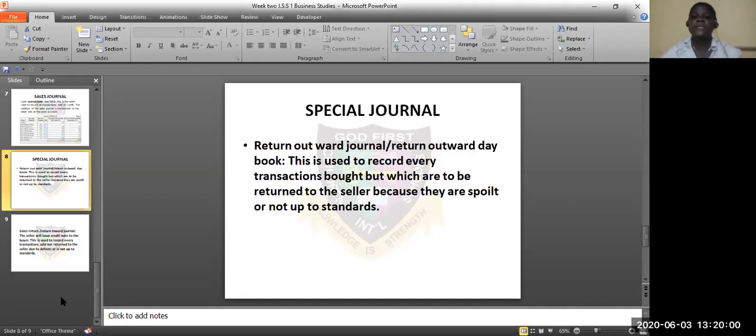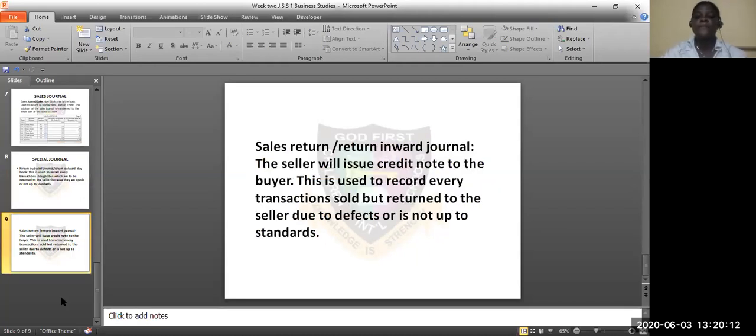That has to do with the buyer. When the buyer returns the goods, that's the book the buyer will record the returned goods. And the last one, which is not the least, is the sales return journal or return inward journal, whereby when the buyer returns the goods, the seller receiving it will record it in the sales return inward journal or sales return inward daybook.